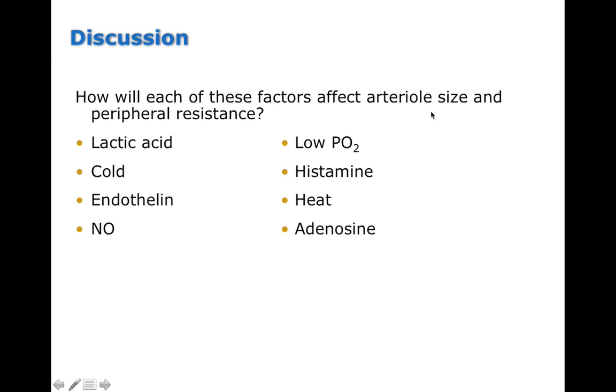So if y'all remember, arterial size correlates with resistance, so that if the arterioles were wider, like if you have a larger diameter, that decreases resistance. And if your arterioles constrict and they get smaller, that's going to increase resistance. And so some of these are going to be vasoconstrictors and vasodilators. So I'd like you guys to comment in the comments down below and tell me which of these eight here is a vasoconstrictor or a vasodilator.